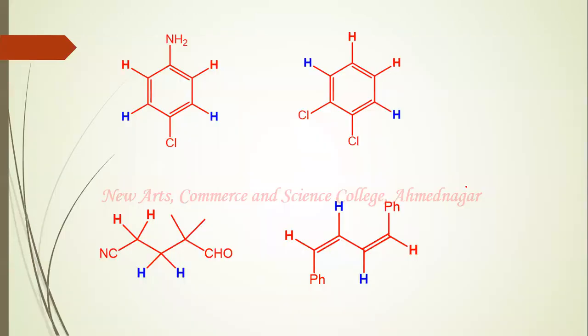Now let us see some examples. We'll give names to these spin systems. In this case, the two protons ortho to the NH2 group are chemically identical, and these two blue protons are chemically equivalent. So there are two chemically equivalent protons ortho to the NH2 and two equivalent protons ortho to the chlorine. But what name can we suggest? We cannot name this A2B2. This will be an AA' BB' spin system.